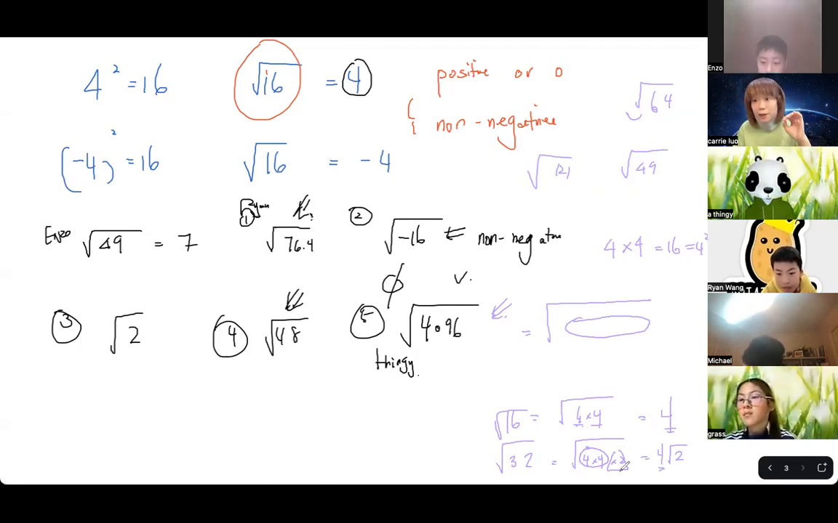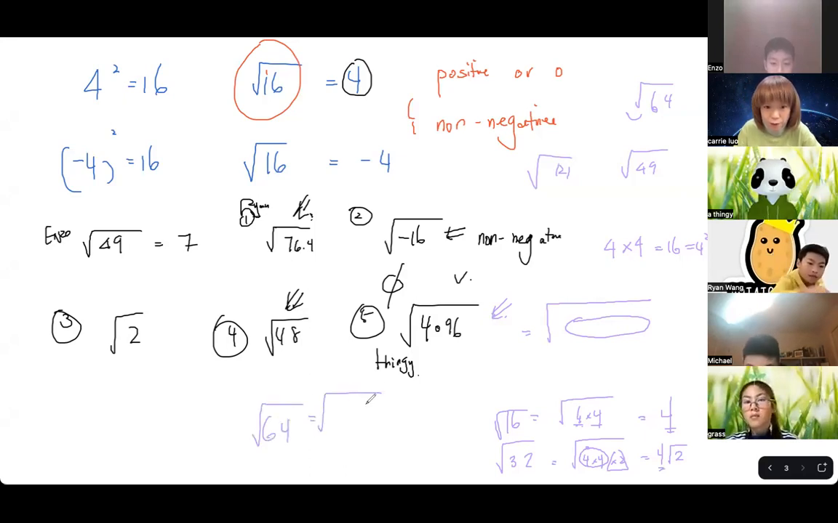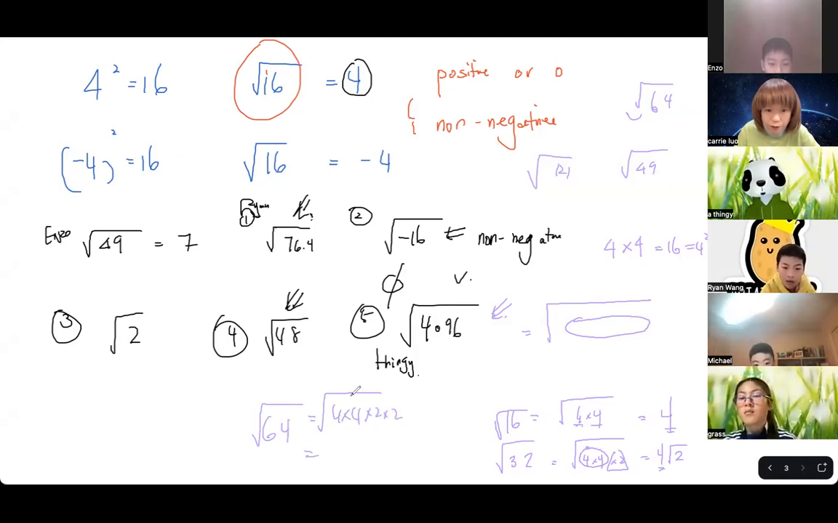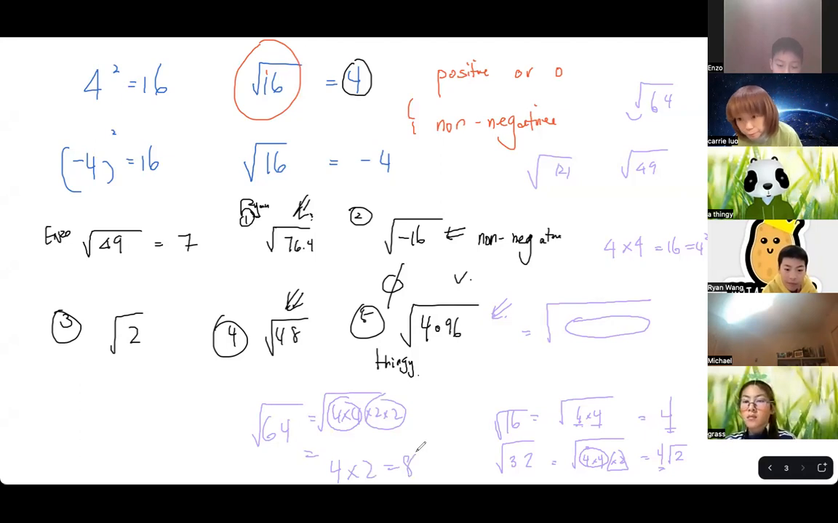But whatever else cannot be taken out. Because Ryan, if you have 64, 64 equals what? 64 equals 4 times 4 times 2 times 2, right? So that's why two fours take out one four, two twos became one two. So that's why the answer is 8. Wait, 8 or 6? Square root 64 equals 8. Get it? Everybody get it? Okay, so I'm going to give you another one.